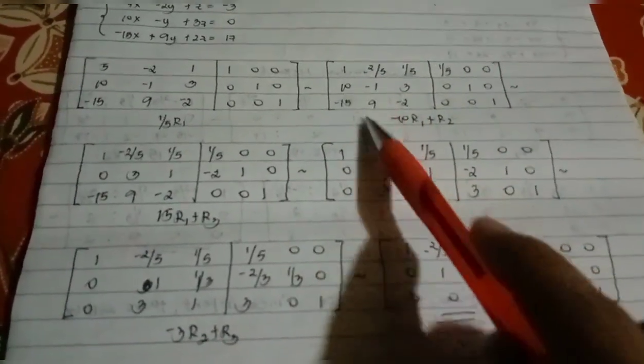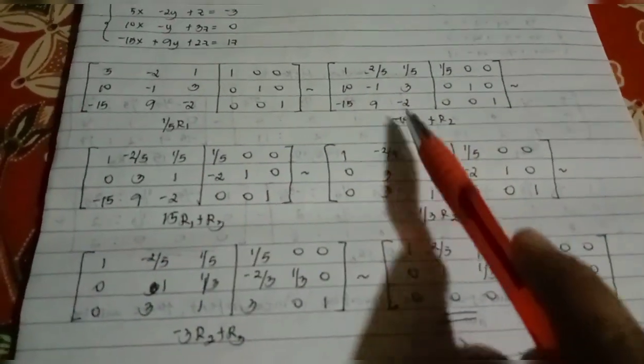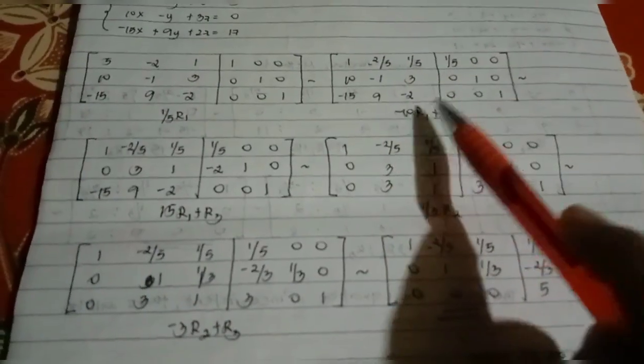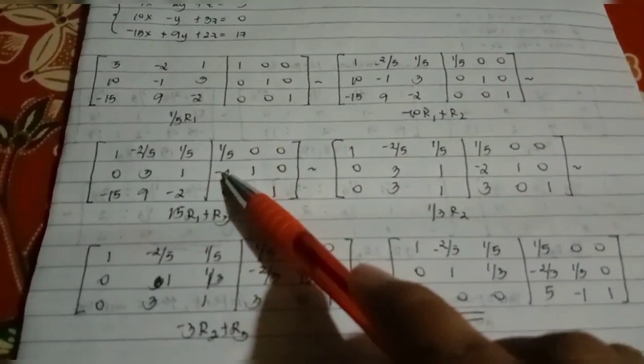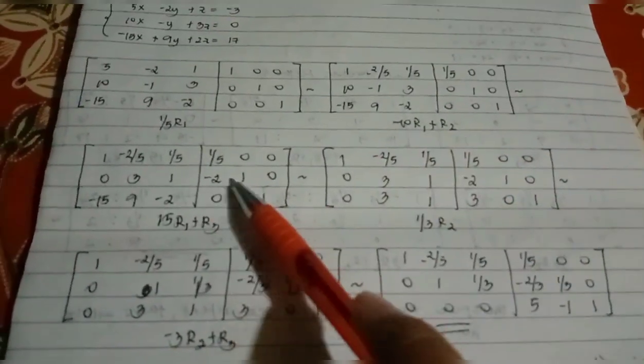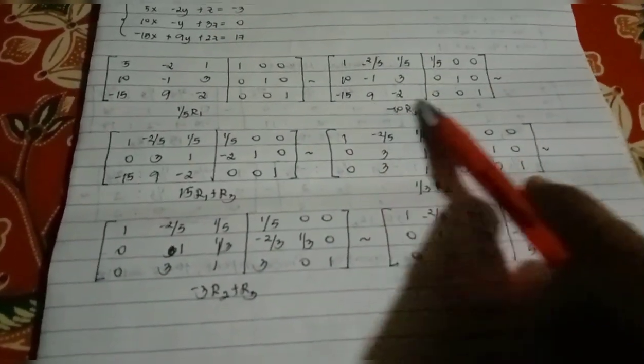The next goal is row 2. Negative 10 times 1 plus 10 is equal to 0. Negative 10 times negative 2 over 5 plus negative 1 is equal to 3. Negative 10 times 1 over 5 plus 3 is equal to 1. Negative 10 times 1 over 5 plus 0 is equal to negative 2. Negative 10 times 0 plus 1 is equal to 1. Negative 10 times 0 plus 0 is equal to 0. Then copy the first column and the third column.